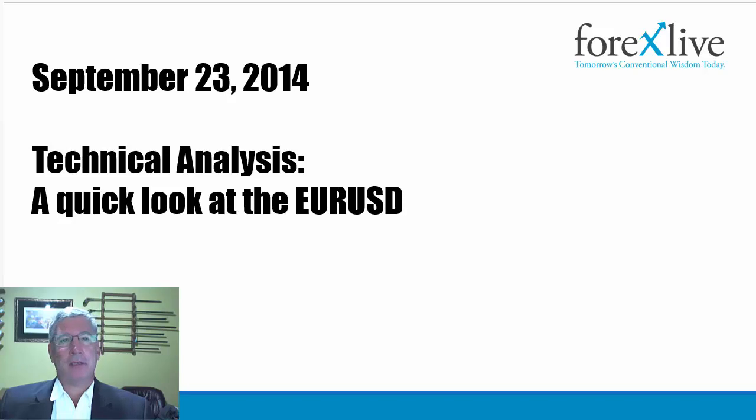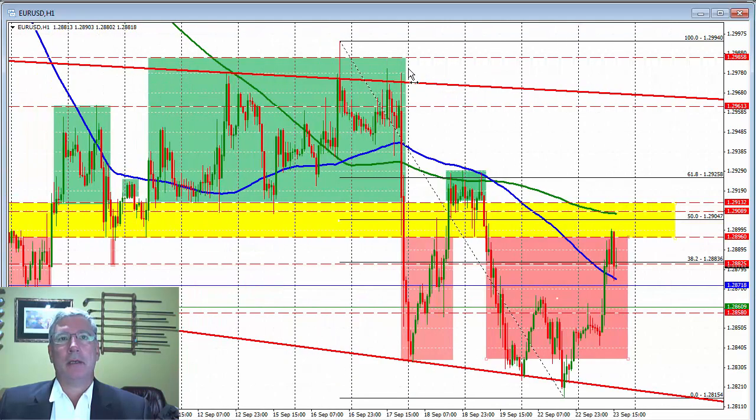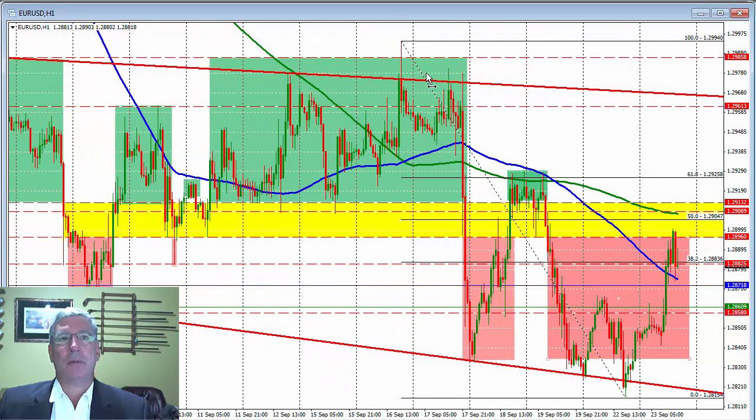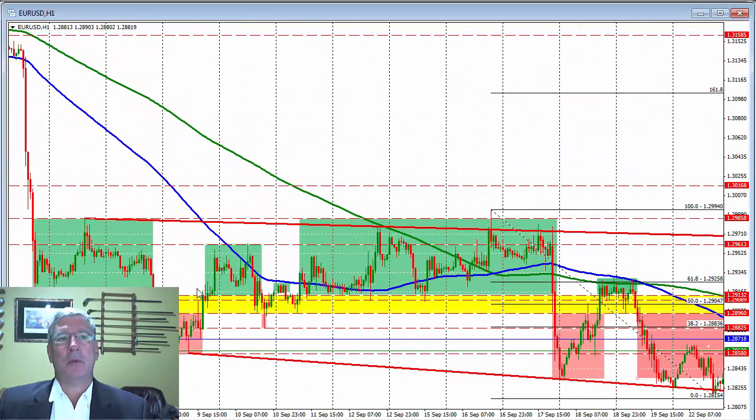This is a technical analysis quick look at the euro versus US dollar in trading today. I've looked at this colored chart that I've had here for a few days now. This chart represents where the market has been more bullish, where it has been more bearish, and where it's been more neutral.